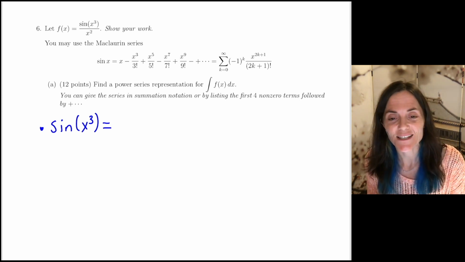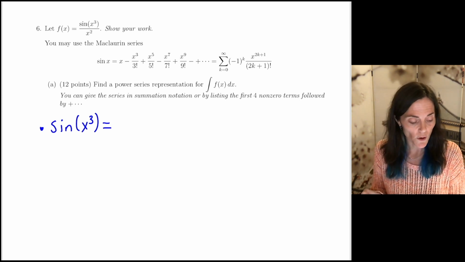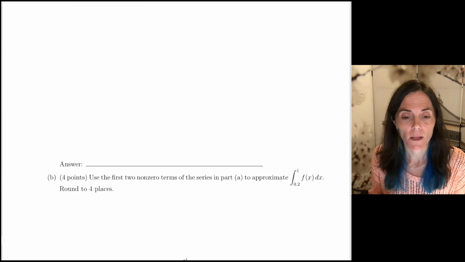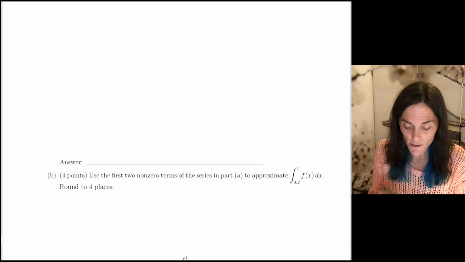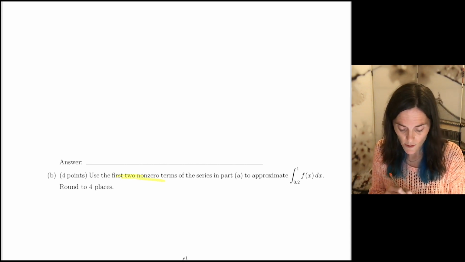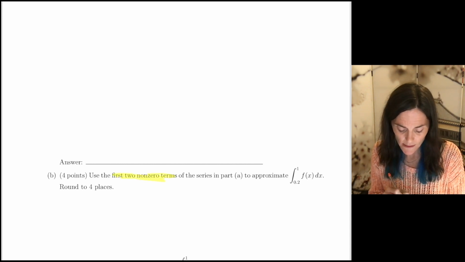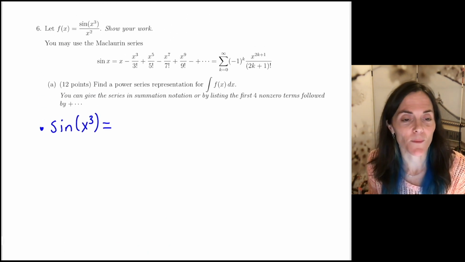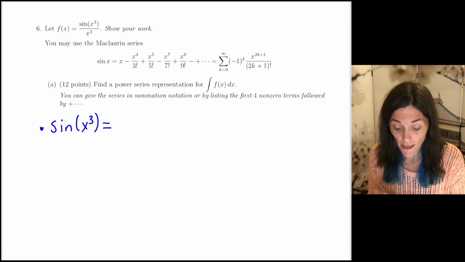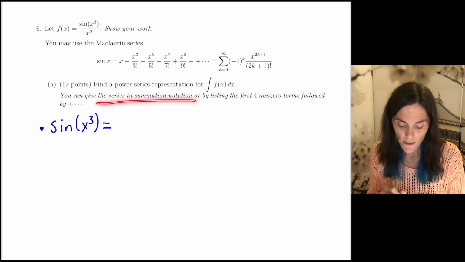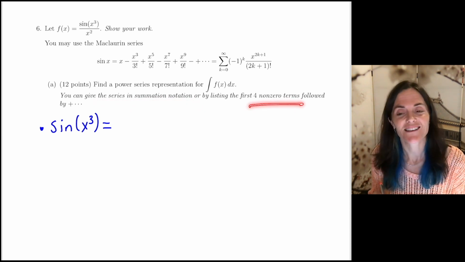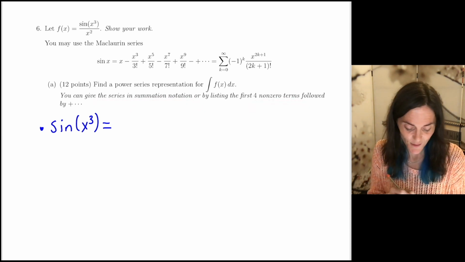Well, I find it easier with summation notation. We can also work writing out our terms. But if we look ahead, how do we have to use this? We are going to need the first two non-zero terms to do something. So you see, I'm going to need my terms anyways. So I think I'll just write out my terms for part A. But summation notation is perfectly fine. In fact, if we read the directions, we give the series in summation notation, or we list the first four non-zero terms. So let's write out our terms.